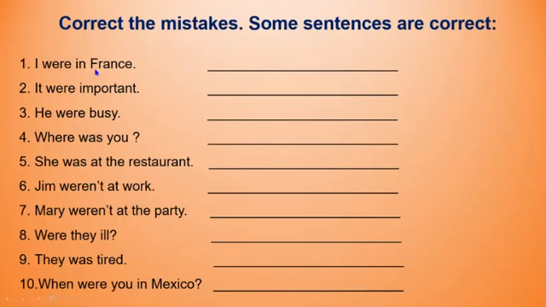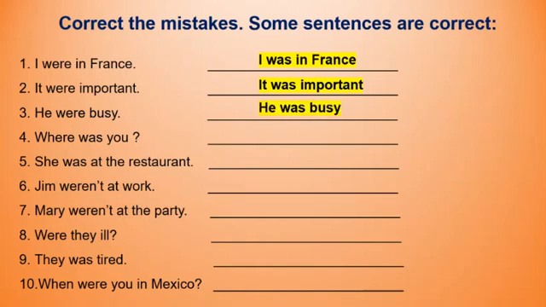I want to check the first one. It says I were in France, but I were in France is wrong. You have to say I was in France. Number 2, it were important. No, it was important. Number 3. He were busy? No, he was busy.